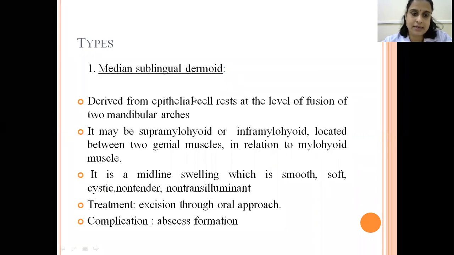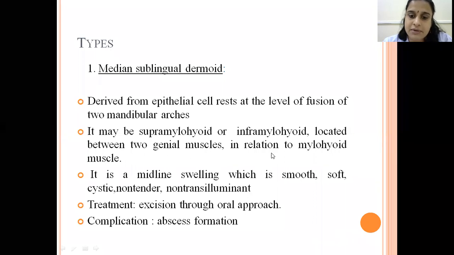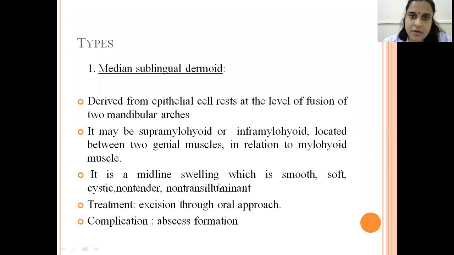Median sublingual dermoid is derived from epithelial cell rests at the level of fusion of the two mandibular arches. It may be supramylohyoid or inframylohyoid in relation to the mylohyoid, located between the two genial muscles. So the median one is in relation to the mylohyoid muscles, in between the two genial muscles on either side. It is always a midline swelling, which is smooth, soft, cystic, sometimes non-tender and non-transilluminant.